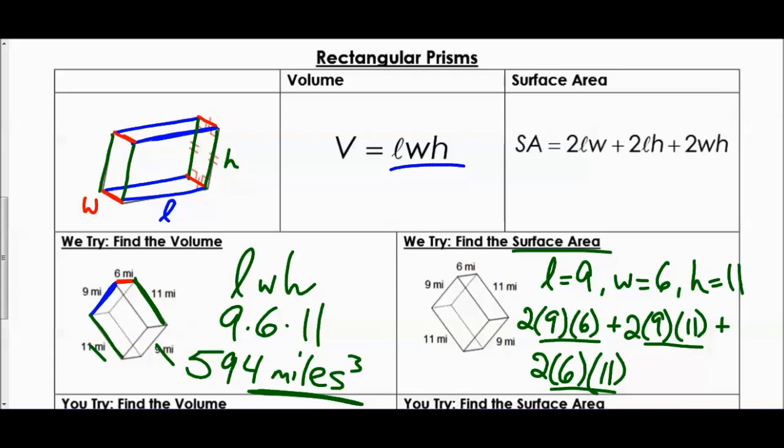You should notice that we're just doing each of the different combinations. 9 and 6, 9 and 11, and then 6 and 11. And we're multiplying each of those times 2. After you follow order of operations, that should give you a total of 438. Again, this is miles squared, because we're talking about the number of square units it takes to cover that shape. That's what surface area is, the area on the surface of the shape.